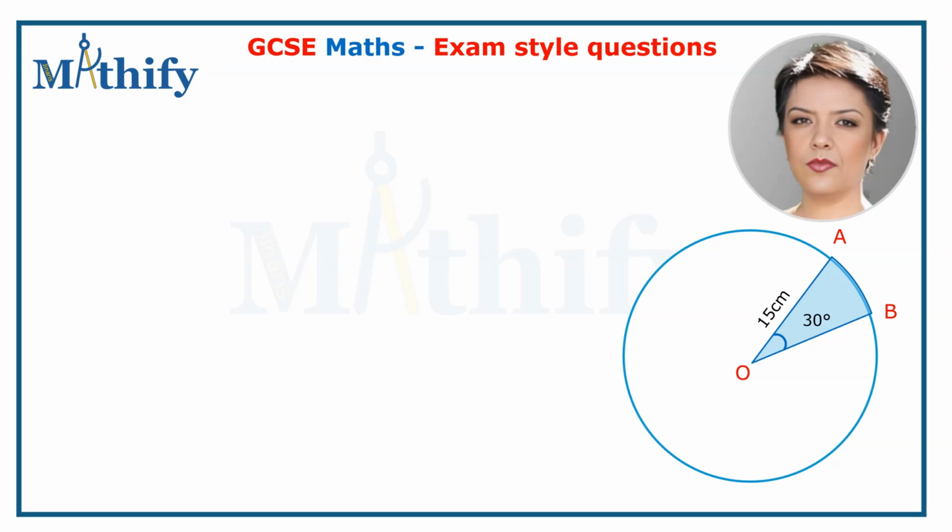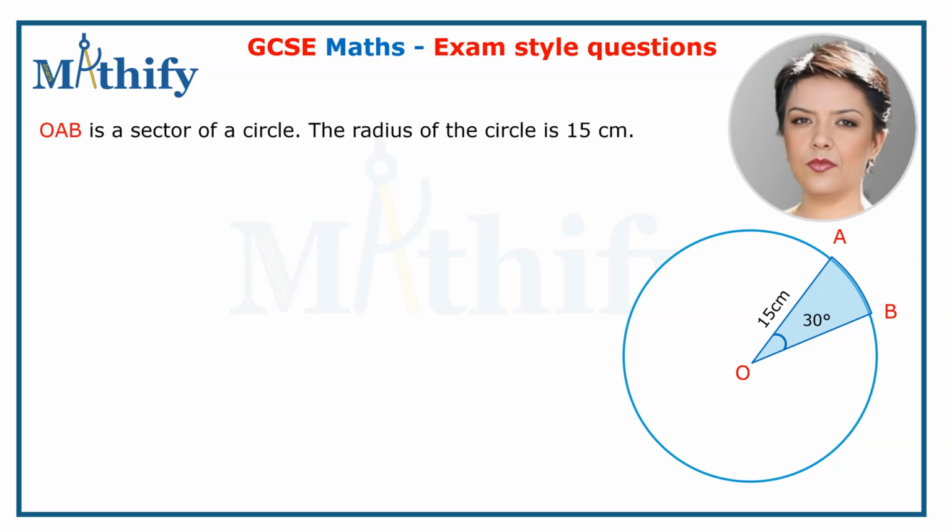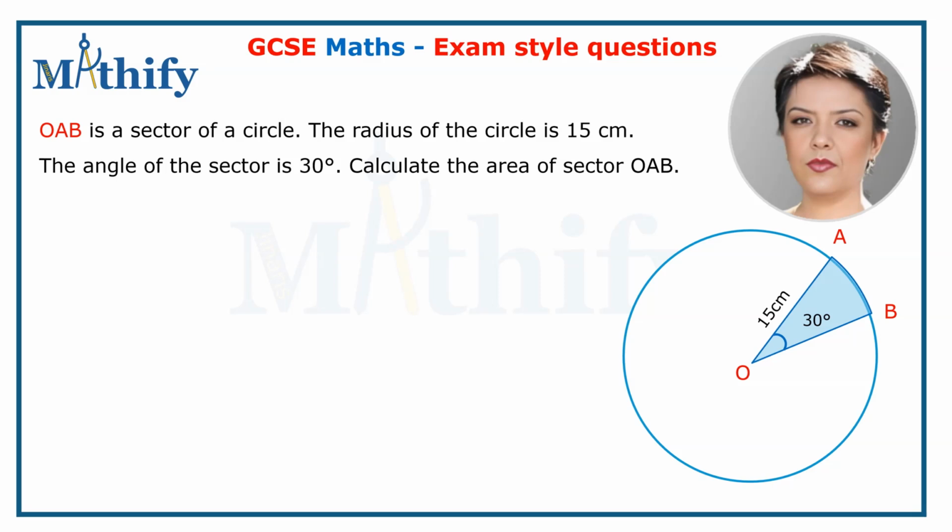Let us go through an example together. OAB is a sector of a circle. The radius of the circle is 15 centimeters. The angle of the sector is 30 degrees. Work out the area of the sector OAB. Give your answer correct to 3 significant figures.